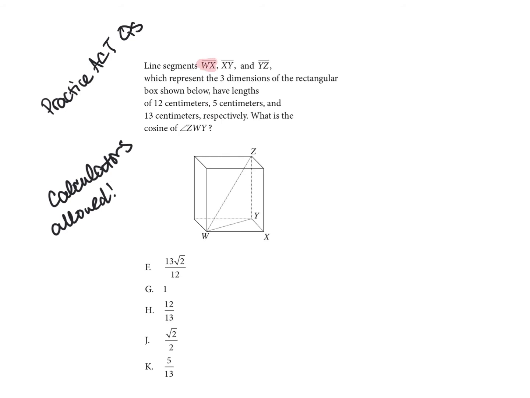So WX is going to be 12. XY is going to be 5, and YZ is going to be 13. So I'm going to label those appropriately. So WX, this one right here, is going to be 12 centimeters. This one right here is going to be 5 centimeters. And then this taller one right here is going to be 13 centimeters, by which I mean that one right there. Okay, and then it says, what is the cosine of ZWY?